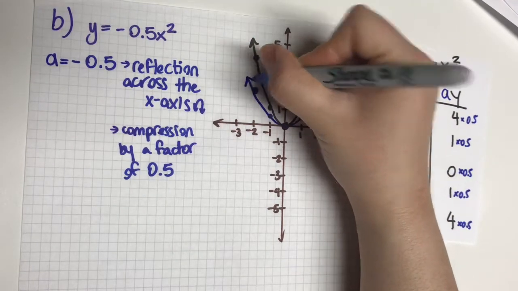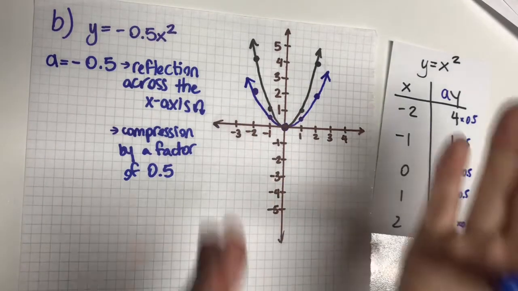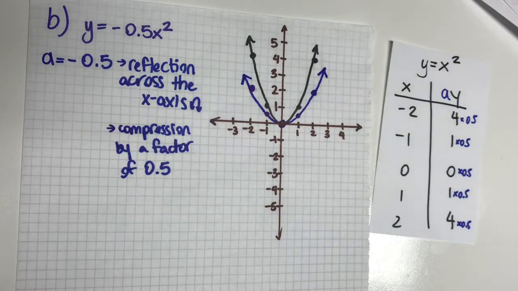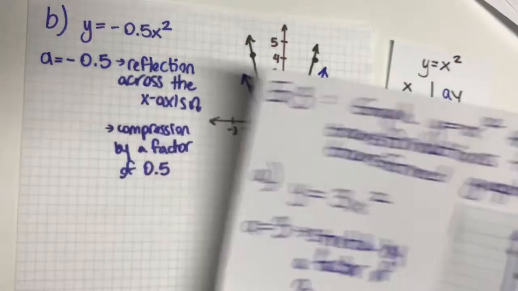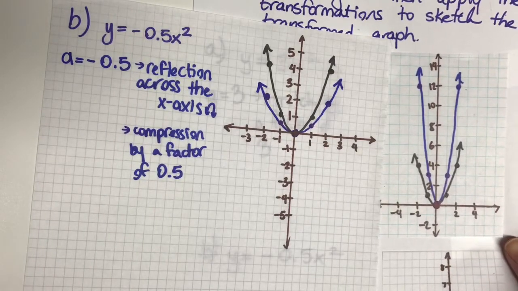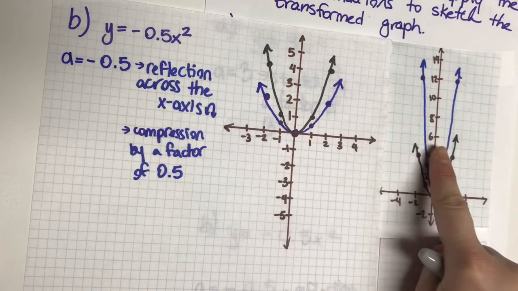And I'm going to connect it into a curve. Now notice the difference between this compression. Now it is compressed out that way versus the first example when it was stretched and made narrower than the original graph. So this is a compression, this is a stretch.